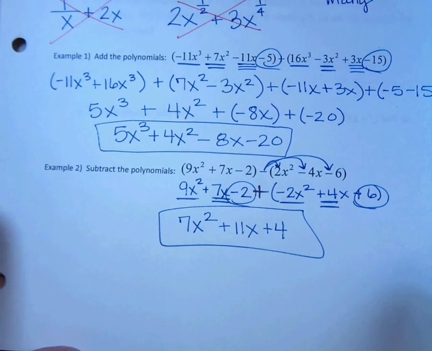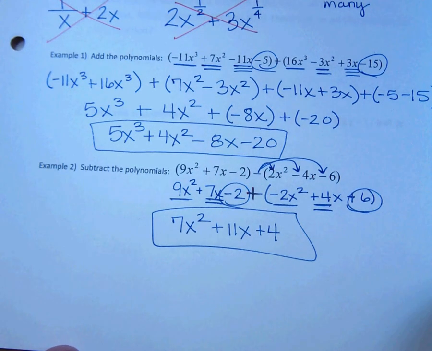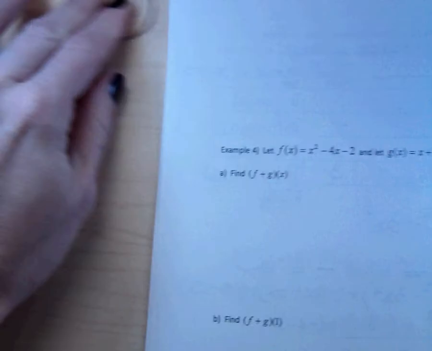So 7x squared plus 11x minus, I'm sorry, plus 4. Okay, let's look at example 3.